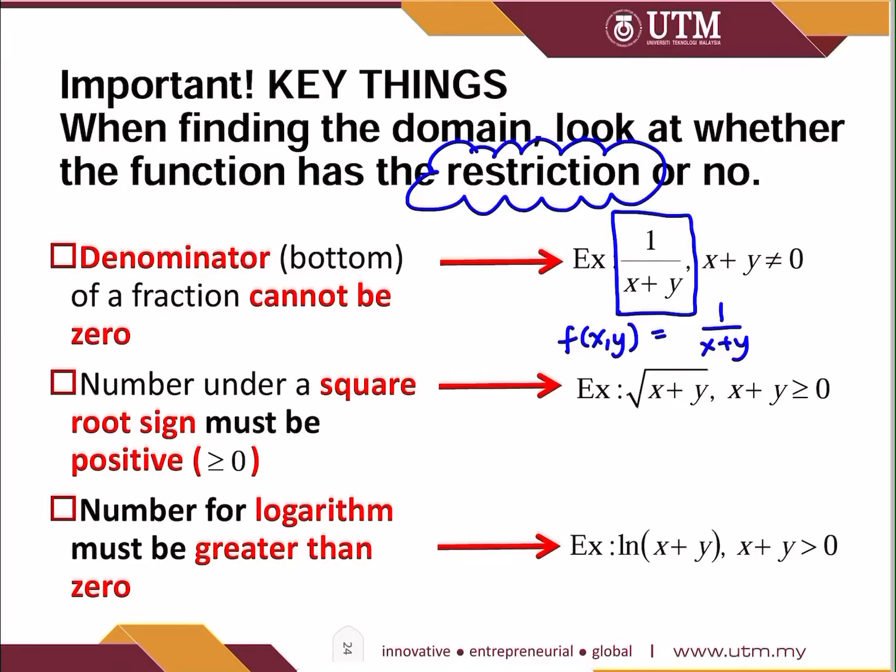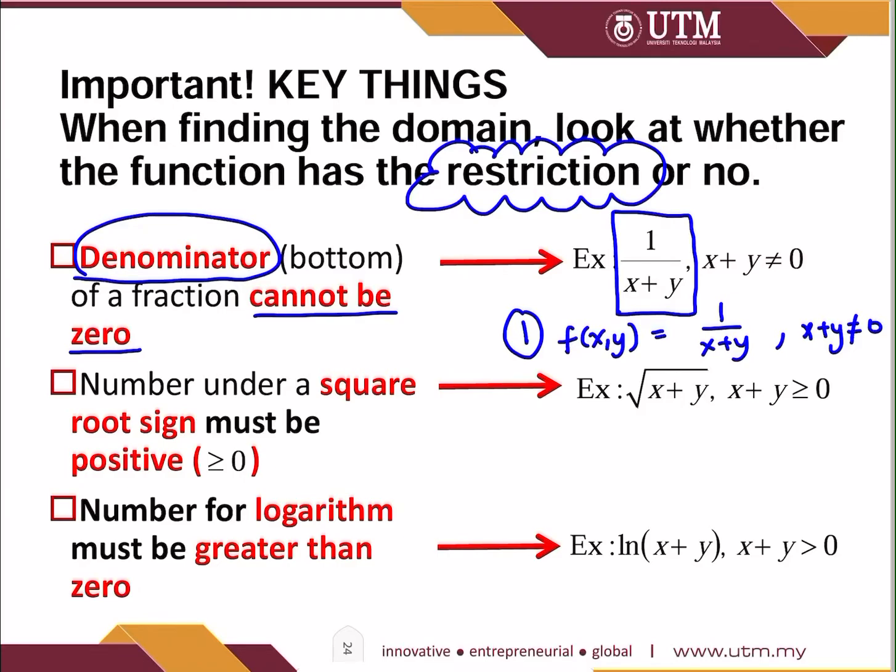For example, in this one, we have f(x, y) equal to 1 over (x + y). In this case, we know that the restriction is on the denominator. The denominator here is x + y, so x + y cannot be equal to 0. So for the domain, x + y cannot equal 0. That will be the domain.